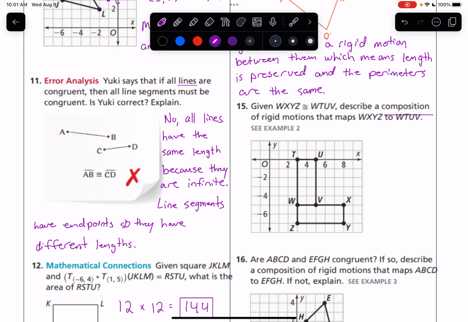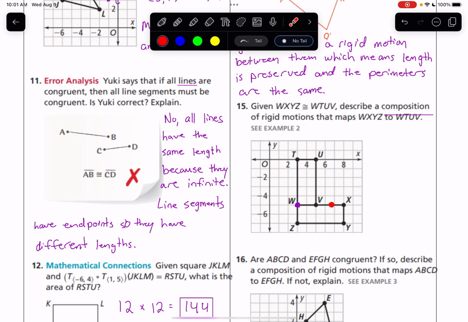So what I did was I took WXYZ, and I said, what if I rotated it around point W? So if I took this shape and I rotated it around point W, then this entire line would come up, and it would be on this line, right?